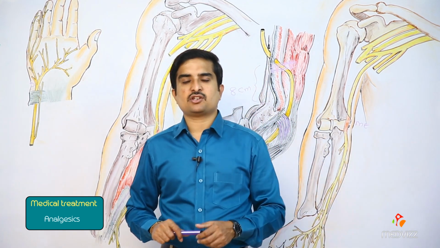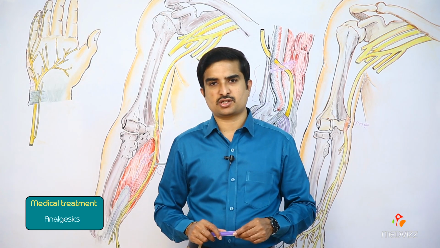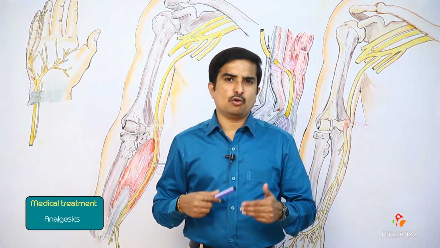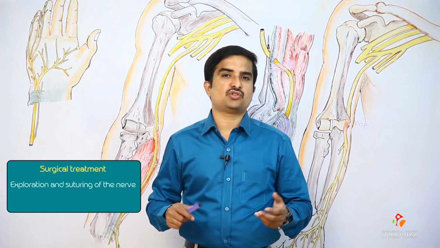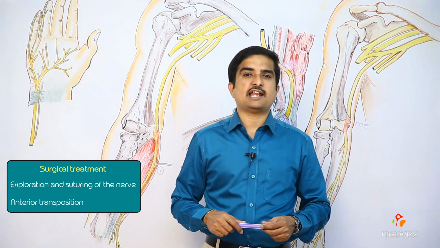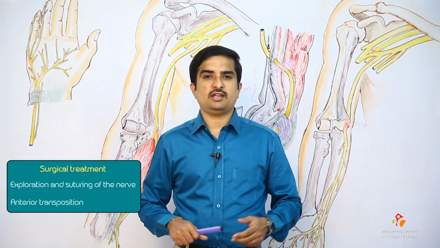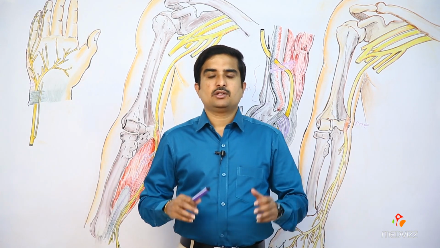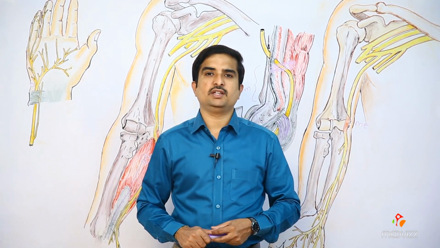But mainly if the compression is more severe, if paralysis and loss of motor function occur, and if there is more damage to the nerve, then exploration and suturing of the nerve is possible, and also anterior transposition of the ulnar nerve at the elbow joint is the surgical option, right? So this is what you need to know about the clinical anatomy of the ulnar nerve.